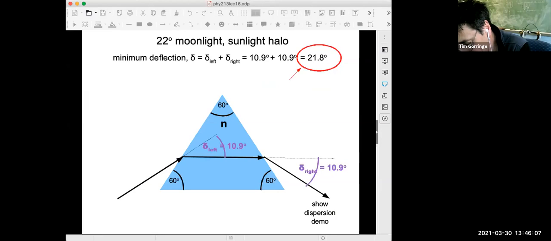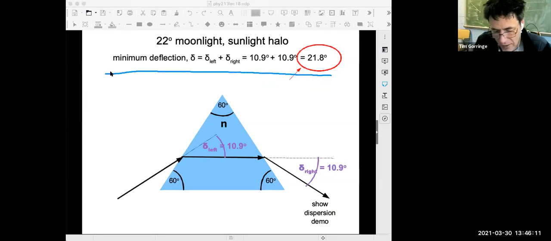Now we can put those two deflections together, and 11 degrees over here on the left, 11 degrees over here on the right, you get 22 degrees in total. And that's why you get the 22-degree halo in the sky. So when you look in the sky and you see these halos, that's indirect light that's coming to you, and it's coming to you in this amazing way.